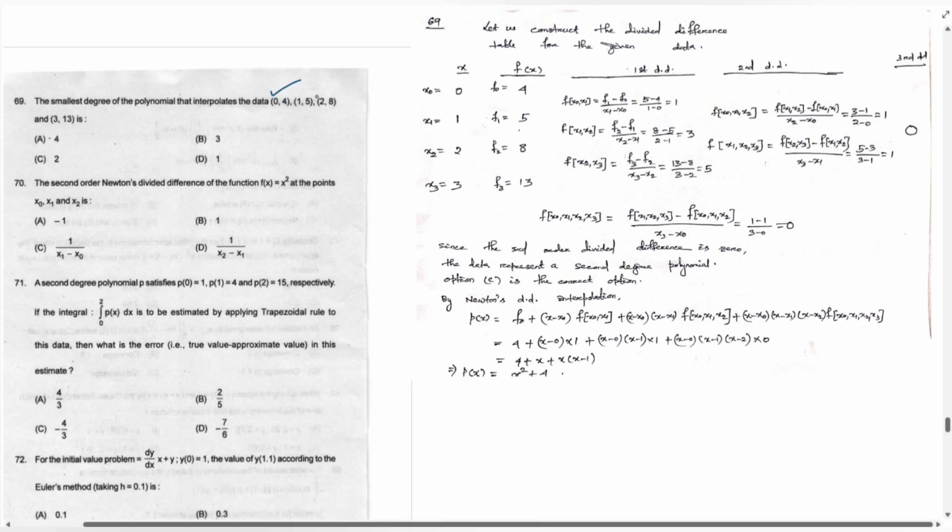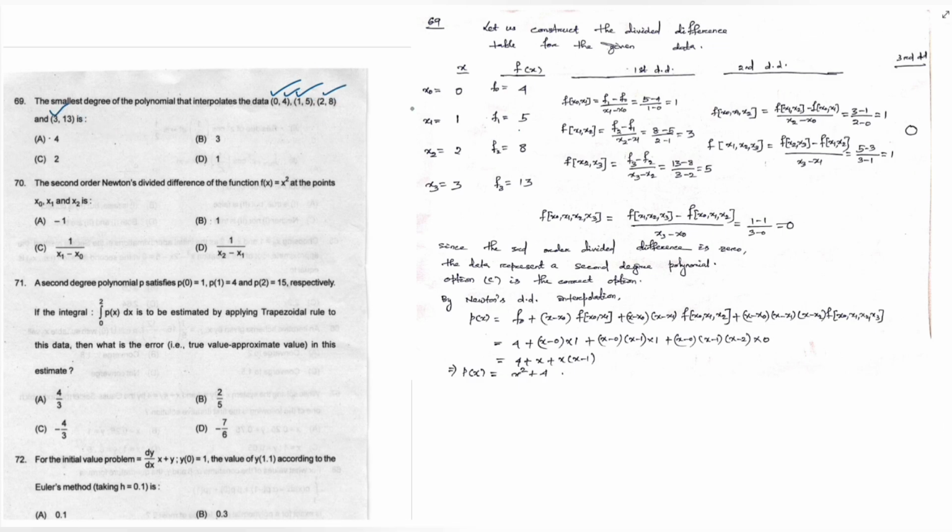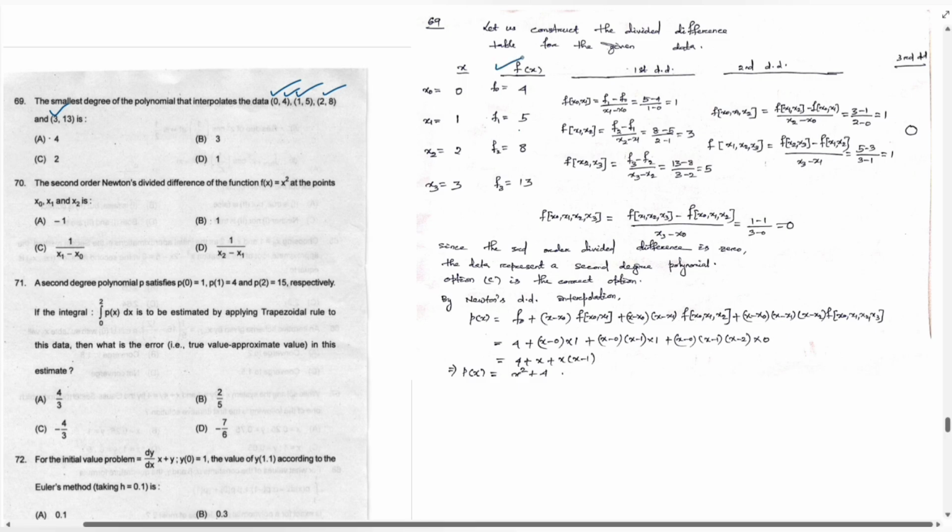As you can see, the x values are given to us and the corresponding function values are also given to us. The x values are 0, 1, 2 and 3 and the corresponding function values are 4, 5, 8 and 13. Usually we denote the x values by x0, x1, x2 and so on, and similarly we use f0, f1, f2 and so on to denote the function values.